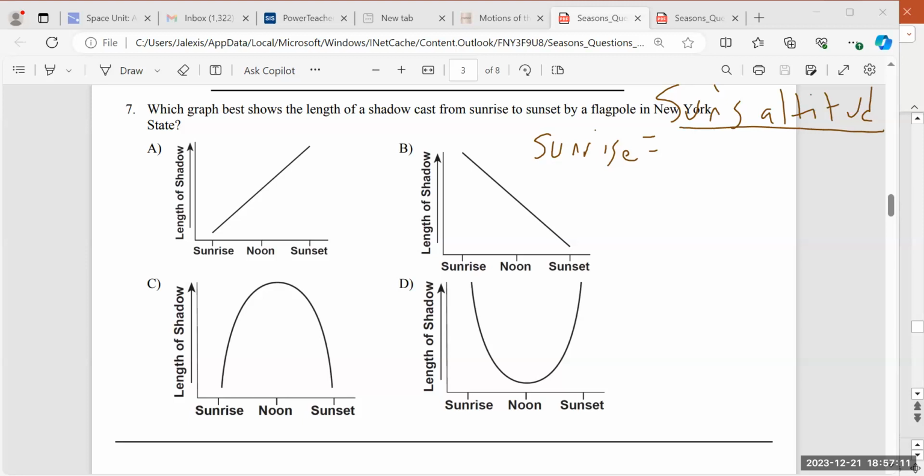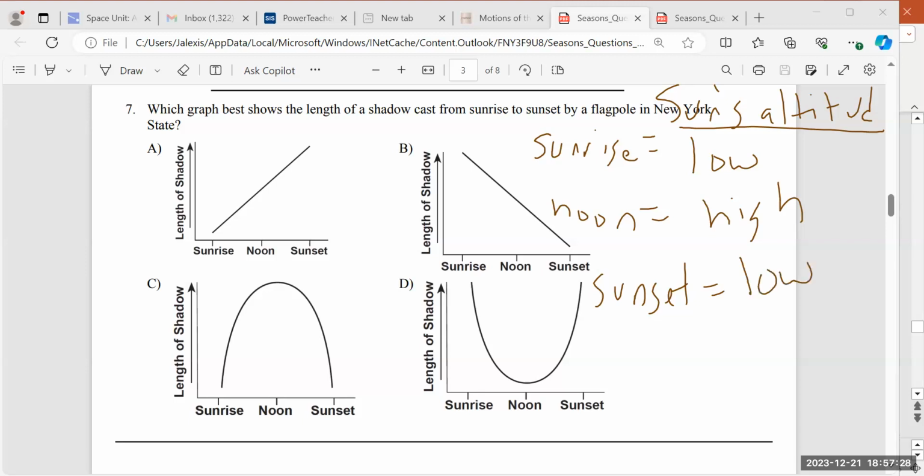And so when it's sunrise, the sun's altitude is low, right? When it is noon, the sun's altitude is high. When it is sunset, when the sun is setting, the sun's altitude, once again, is low. Now that we know that, now we can choose.